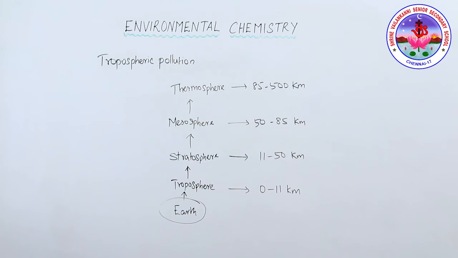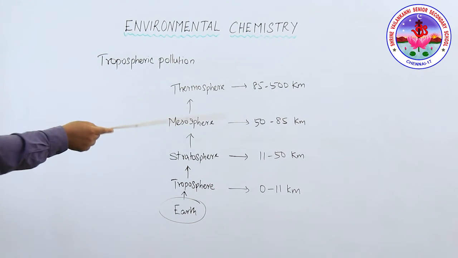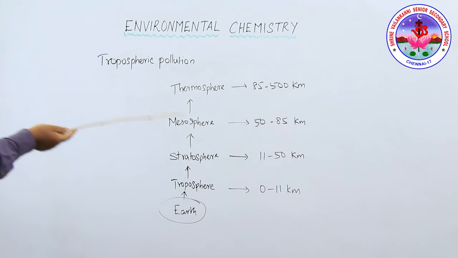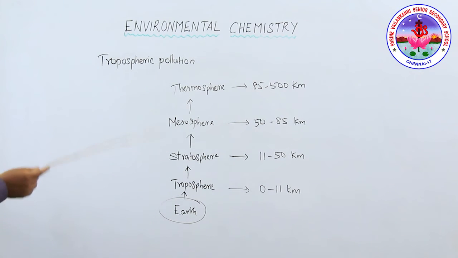Already I said that this is the region of the atmosphere. First the earth, then troposphere, stratosphere, mesosphere, then the thermosphere. The range in kilometers is the altitude from the earth's surface. Okay, that is the kilometer, and the temperature also I mentioned. Mainly, I am going to tell you about the troposphere.